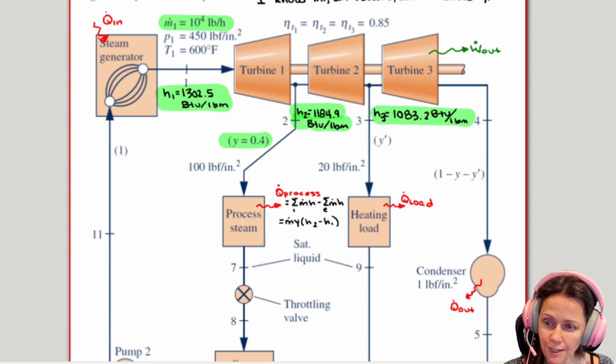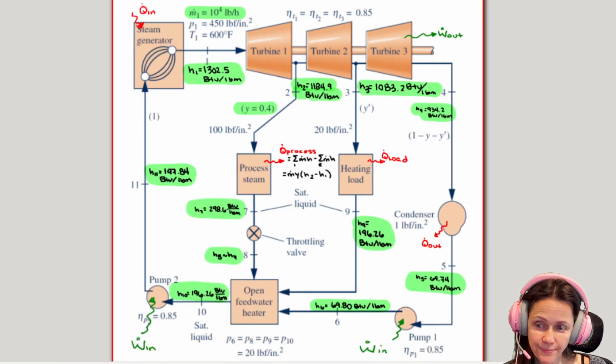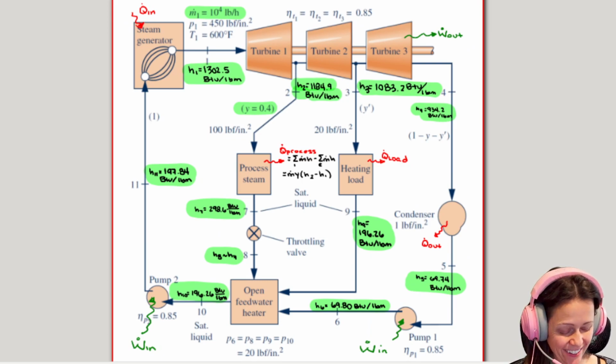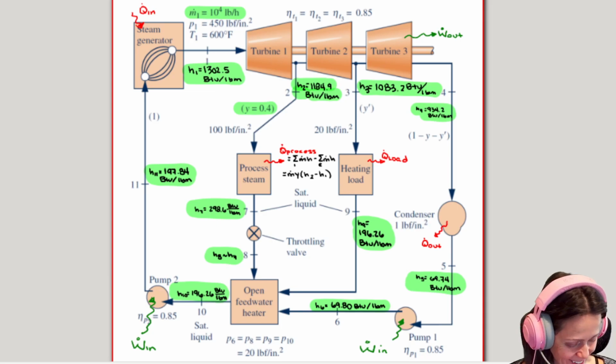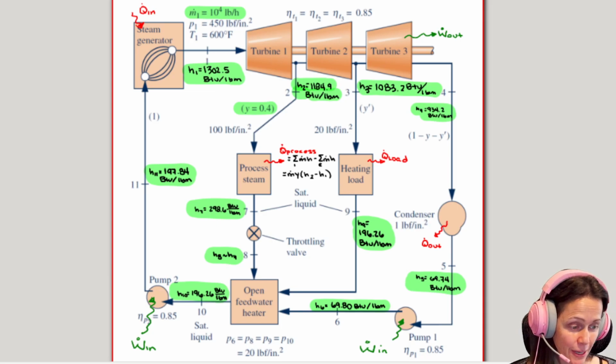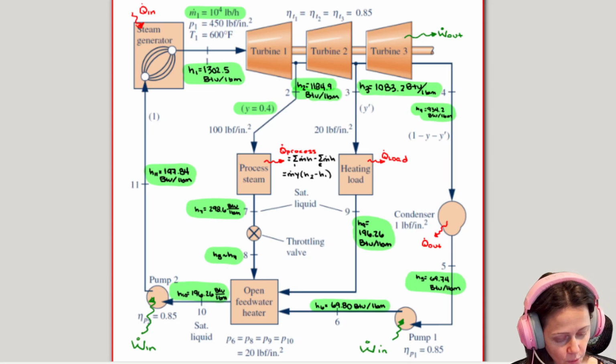All right, I'm going to pause this while I write down the rest of them so you're not waiting on me. Okay, so there you go. All right, so there's all of our H values. That's the tedious part.